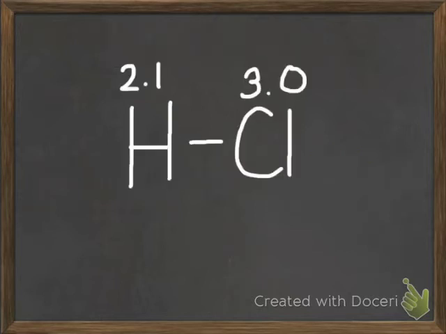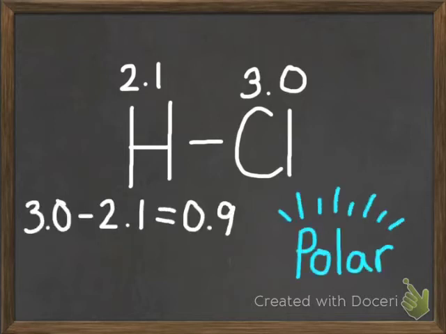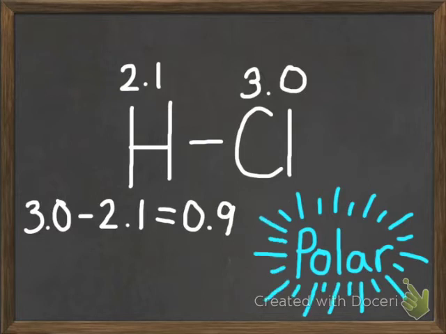So let's look at one. Here we have HCl, and up above each atom is listed the electronegativity of each atom. So we have hydrogen with an electronegativity of 2.1 and chlorine with an electronegativity of 3.0. So we take 3.0 and subtract 2.1, and that gives us a value of 0.9. Because 0.9 falls between 0.5 and 1.7, we would consider the bond between hydrogen and chlorine to be a polar bond.